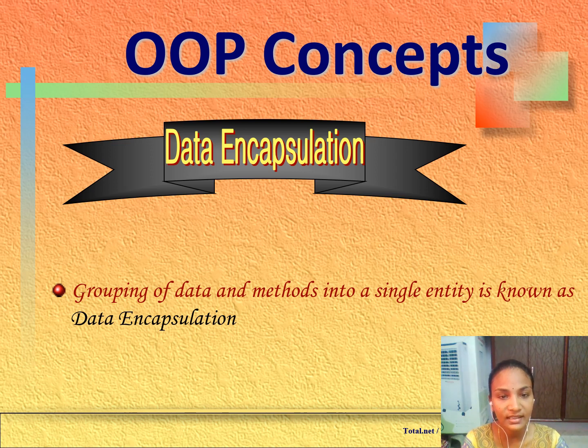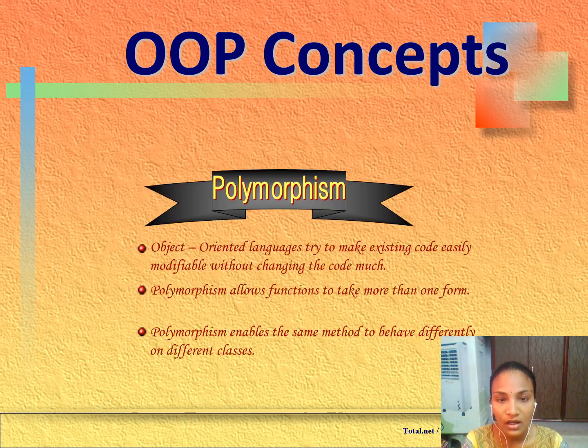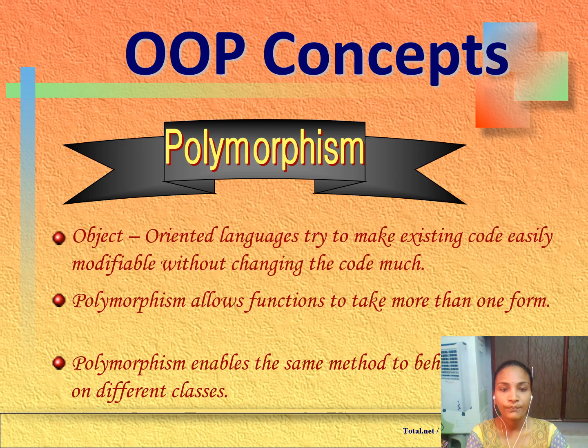The next topic is data encapsulation. Grouping of data and methods into a single entity is known as data encapsulation. And the last topic is polymorphism. Object-oriented languages try to make existing code easily modifiable without changing the code much. Polymorphism allows functions to take more than one form. Polymorphism enables the same method to behave differently on different classes.